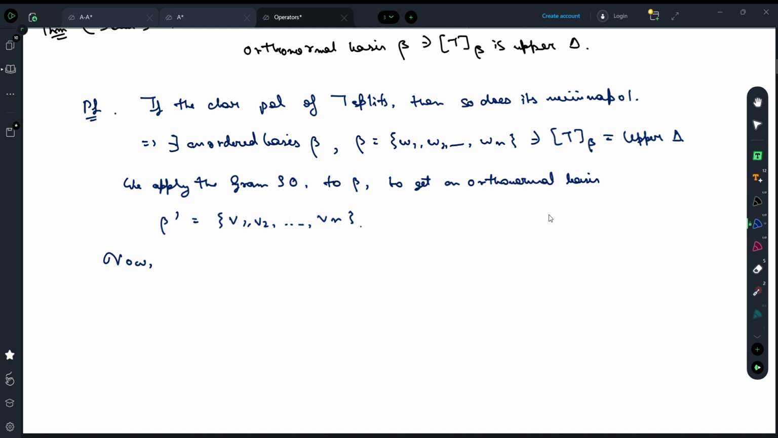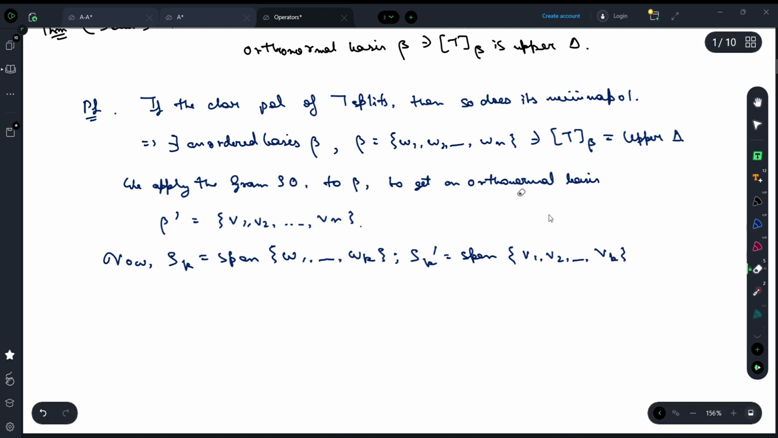Now, when you studied the concepts of Gram-Schmidt orthogonalization, there we had said that if I start with a basis beta and I choose any k vectors from that, then after applying Gram-Schmidt orthogonalization, the span of the first k obtained orthogonal vectors will be the same as the span of the first k vectors from the ordered basis we started with. So now suppose I consider sk to be the span of the vectors w1 till wk, and I take sk dash to be the span of the vectors v1, v2 till vk. Let us now consider only an orthogonal basis. We can later orthonormalize it, right? An orthogonal basis.